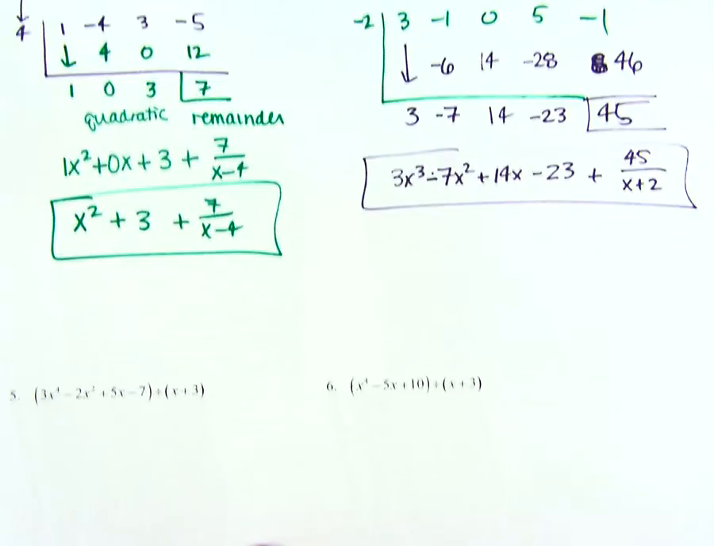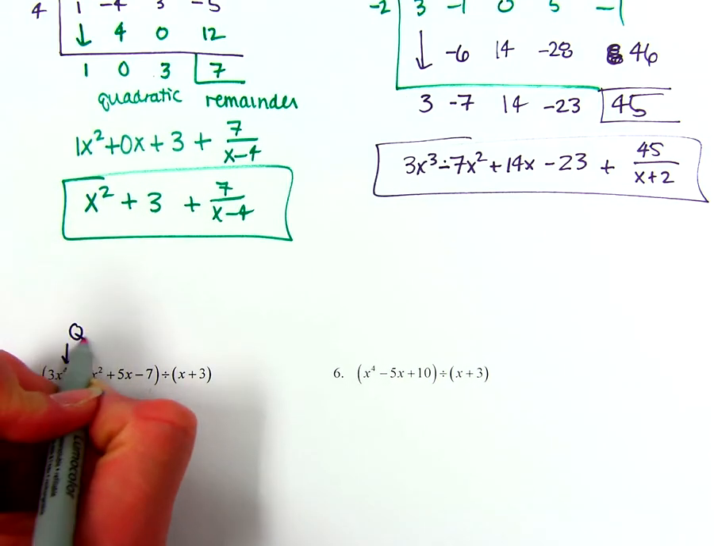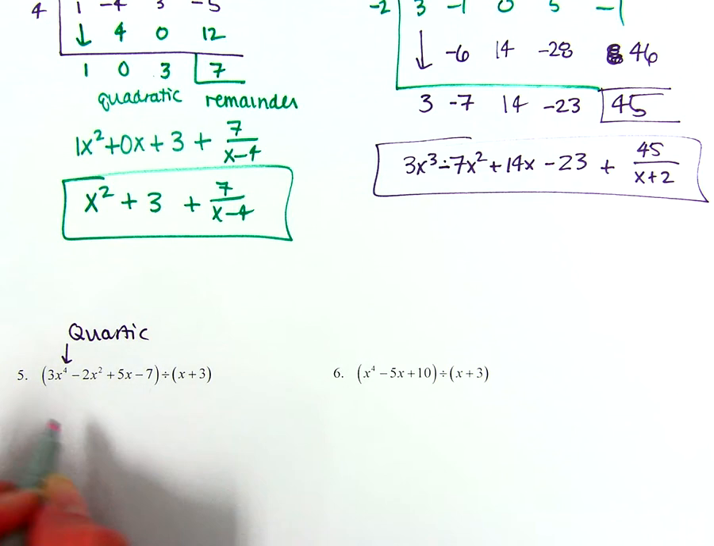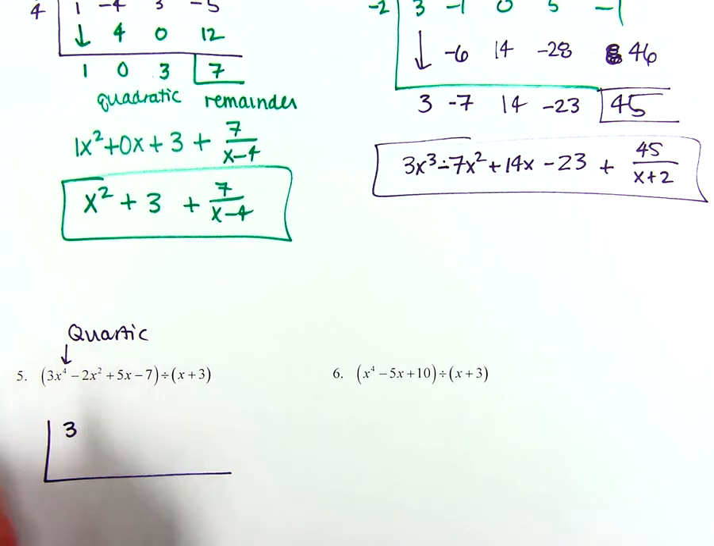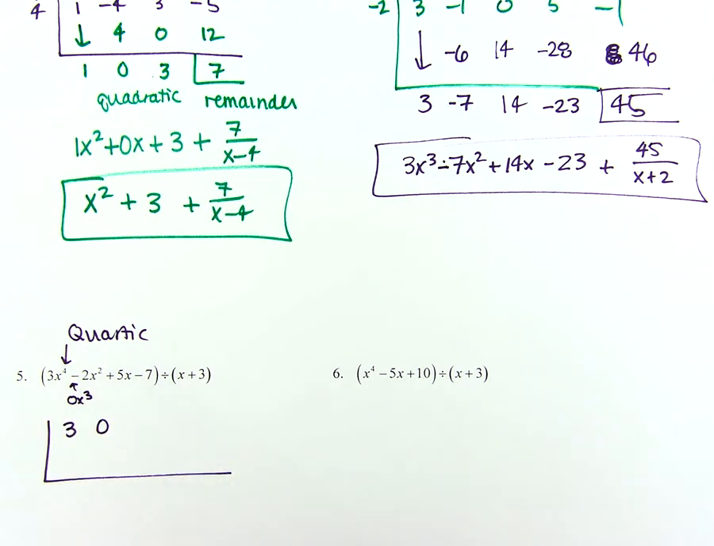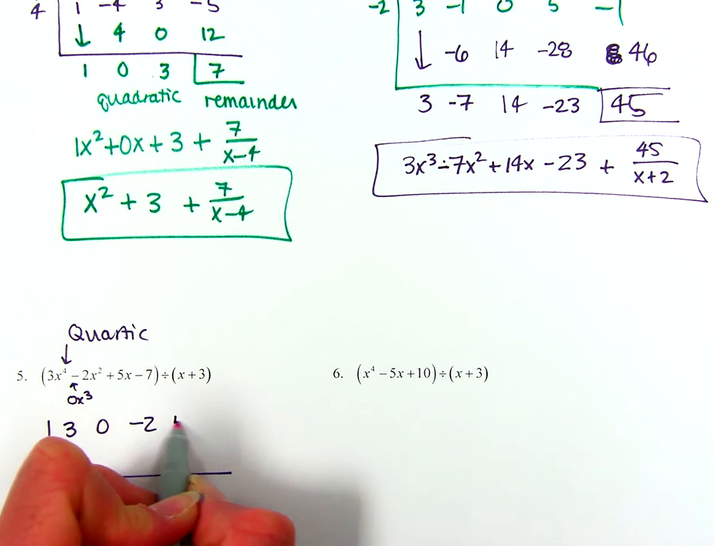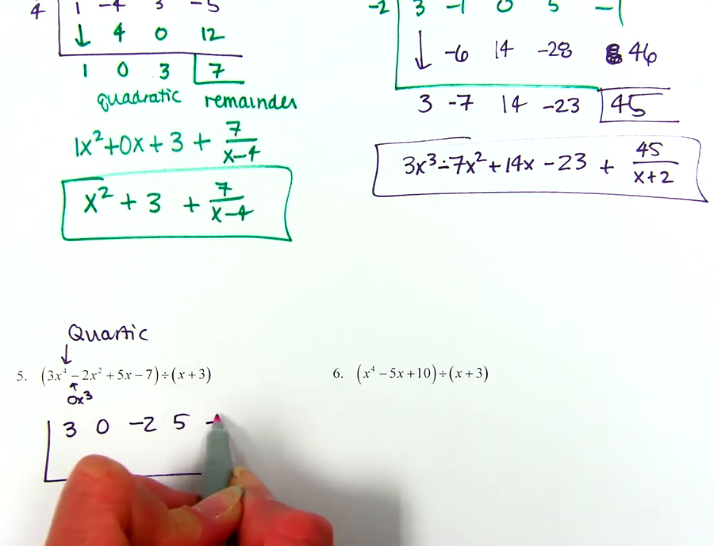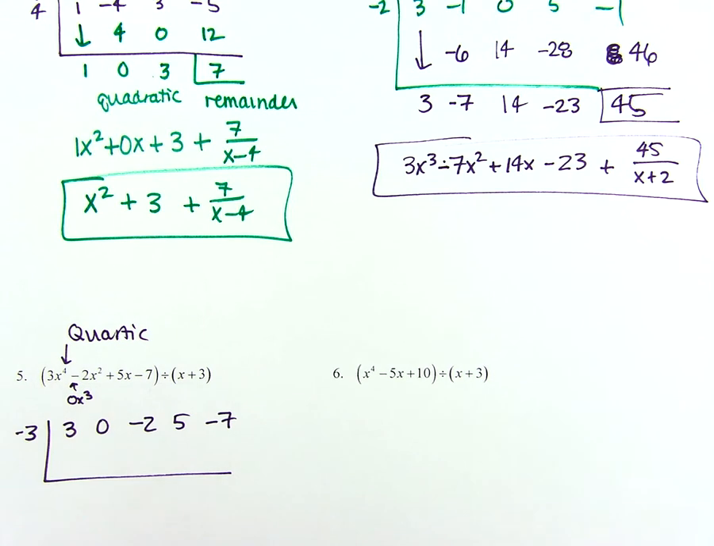All right, 2 more problems. So make sure you're looking at this degree. That degree is to the 4th power, so it's quartic. But that means I need to have how many x to the 4th? Do I have any x cubes here? So no, I need to have a 0 there. Then how many x squareds? I have negative 2. Then I have plus 5 for x's and negative 7. All right, what's the opposite of plus 3? It's negative 3.